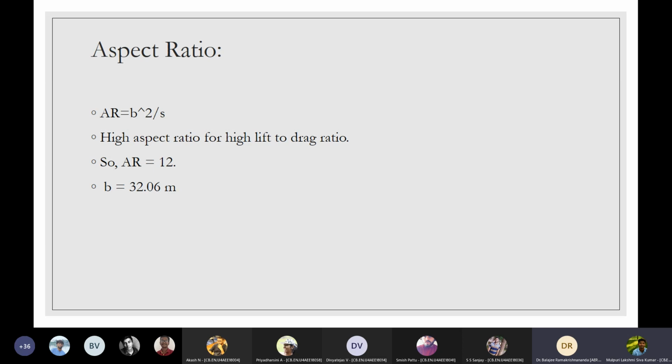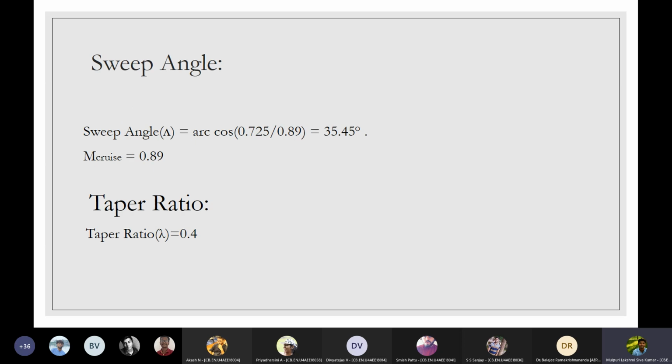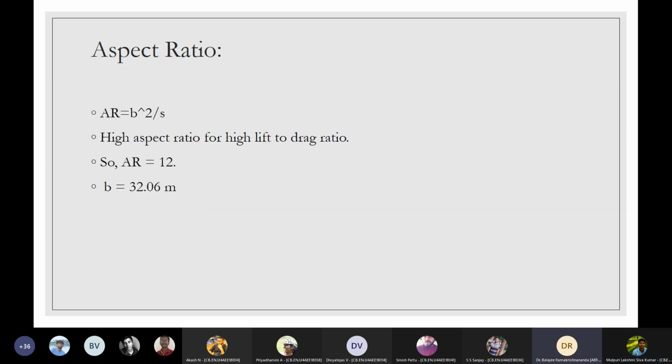From the chosen aspect ratio, we can find the span of the wings. A very high aspect ratio is too high for transonic Reynolds number. So choose an aspect ratio from 6 to 8.